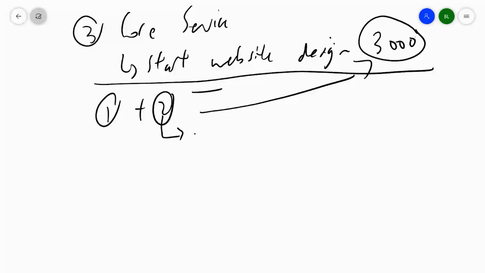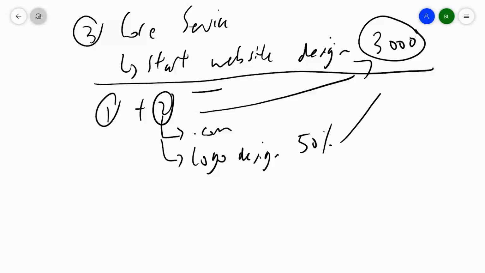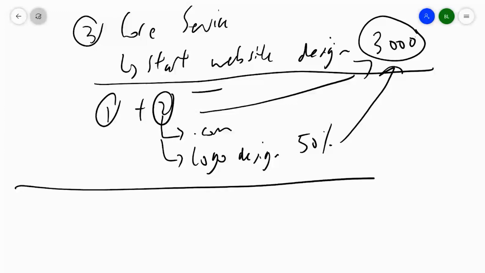For step 2, besides giving discounts for registering a .com, you can also help them do logo design for, say, 50% off. After the business has done the logo, the next logical step would be to do a website. That's when they will find you as well. Okay, so after that, the 4th one would be recurring.